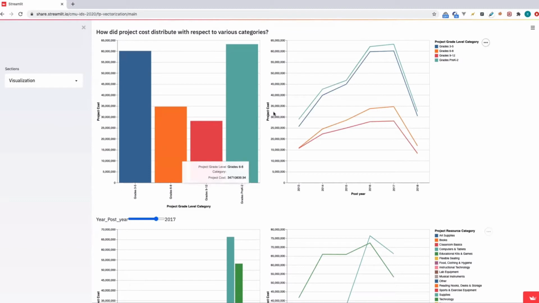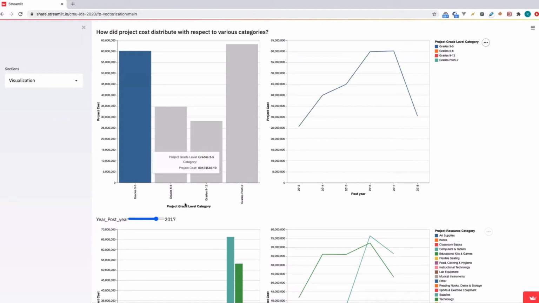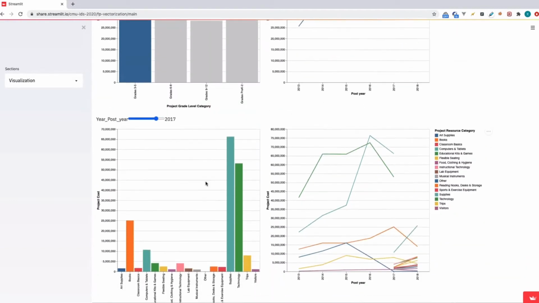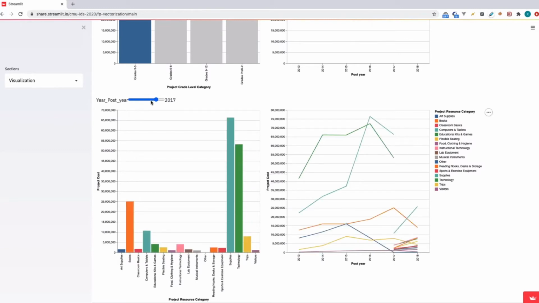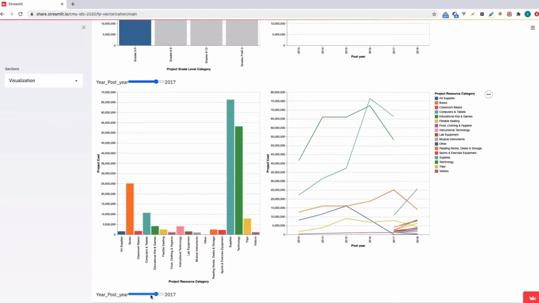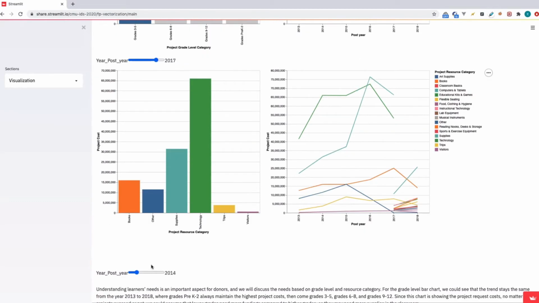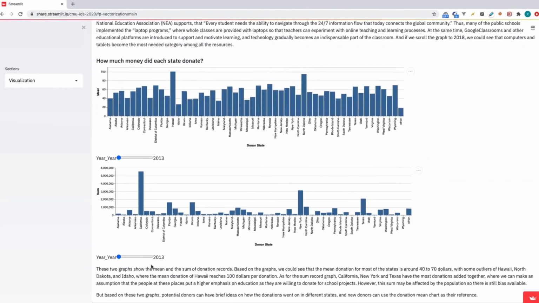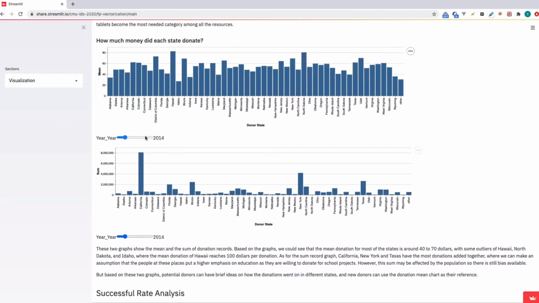And our second visualization shows that understanding the project costs based on categories can help donors learn about students' needs. We analyzed the impact of grade levels and resource categories on project costs. We found that pre-K to 2 need the most costs, and technology and supplies require more costs than other categories. Our third question investigates how much money each state donated. We present both mean and sum through bar diagrams to reveal the differences.